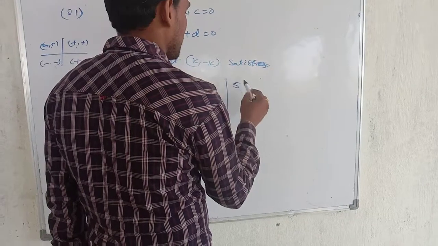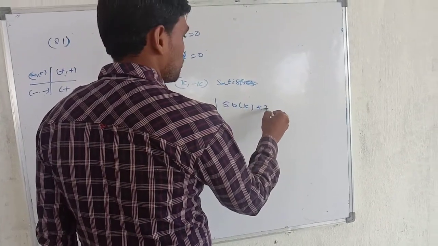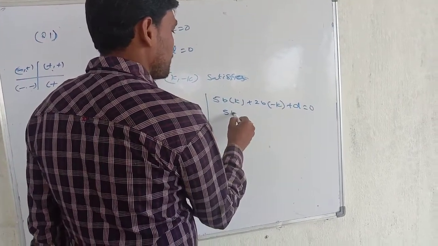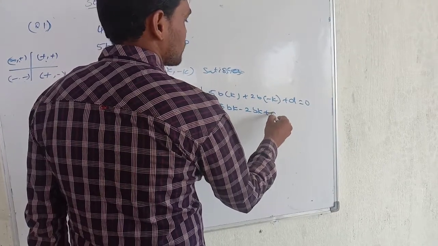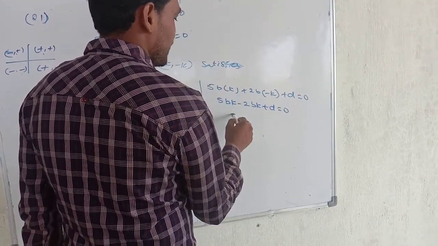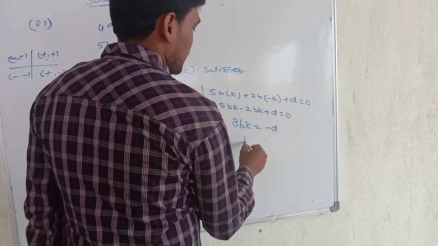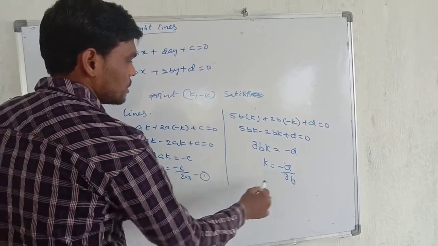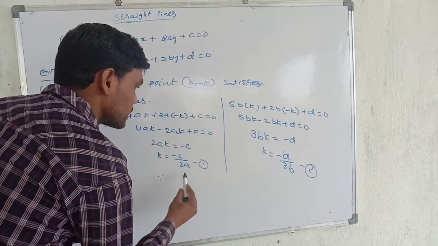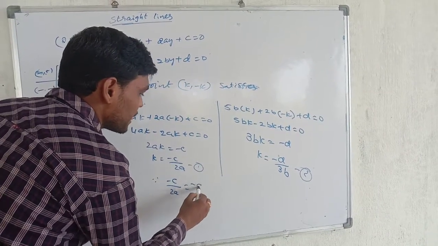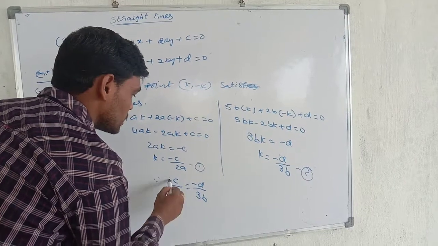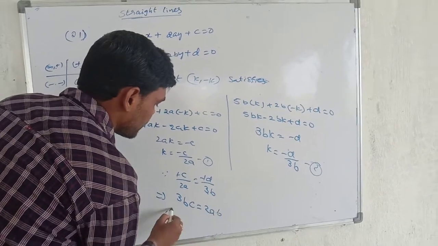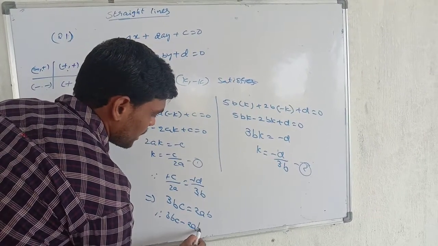And the point which passes through the second line: 5b into k plus 2b into minus k plus d is equal to 0. This is 5bk minus 2bk plus d is equal to 0, so 3bk is equal to minus d, and k is equal to minus d by 3b. This is the k value from 1 and 2. Equating on both sides, minus c by 2a is equal to minus d by 3b, and the minus signs cancel. Next, 3bc is equal to 2ad, and therefore 3bc minus 2ad is equal to 0.